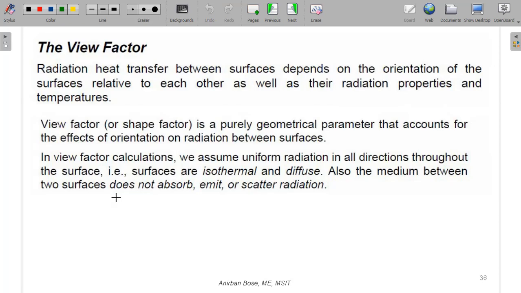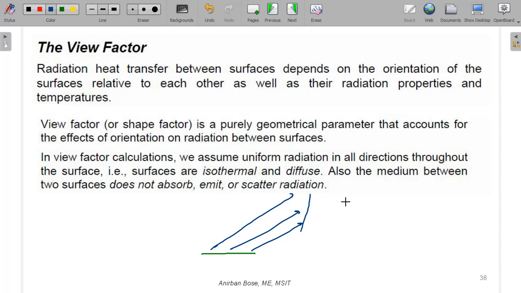Now view factor, this particular concept is basically this: consider this is a particular surface, and let us consider this blue one is another surface, and they are large surfaces. Let us consider they are not small surfaces. So how can you find out how much radiation will strike this particular surface? Because the final objective will be how much is the heat exchange between these two surfaces, which we are going to address in the next lecture. But in this lecture we will see how much is going to strike.